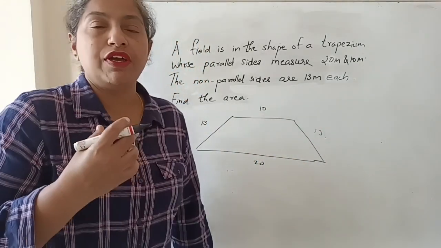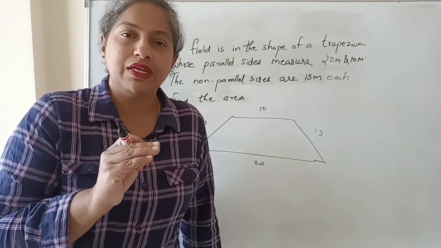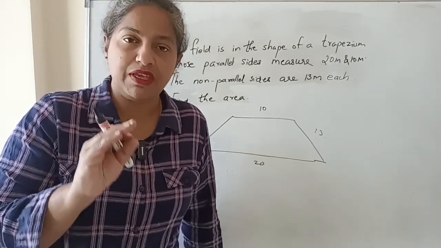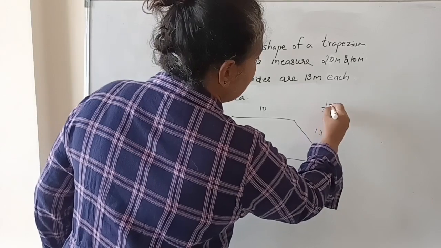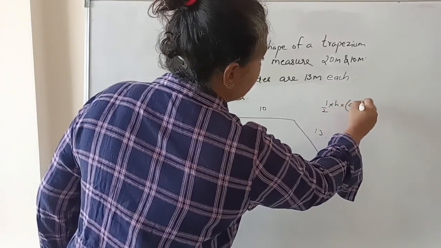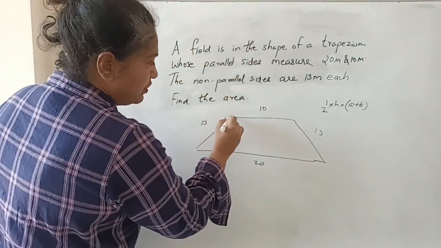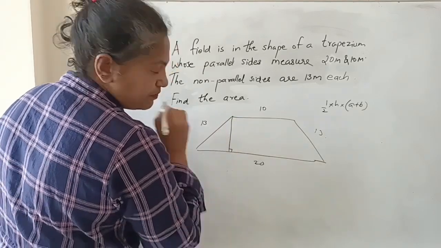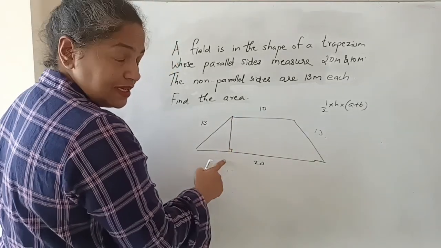So normally to find out the area of a trapezium, what do you need? You need the formula, which is half into h into a plus b. Correct. What is h over here? H is the height of the trapezium, which is this line at 90 degrees to the base.